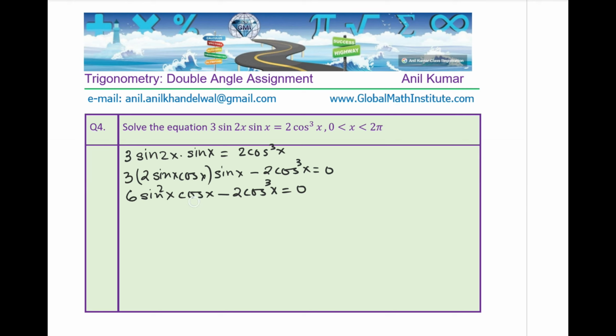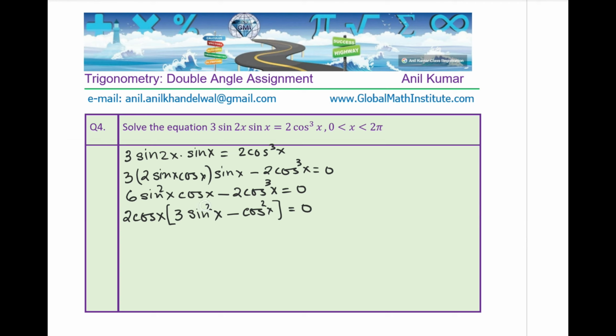So now I have cos x as a common factor with 2, right? So we get 2 cos x as common, and this we can write as 3 sin square x, and here we get minus cos square x equals 0. So we have a solution for cos x equals 0, that is one factor. We need to simplify this to get the other factor, correct?